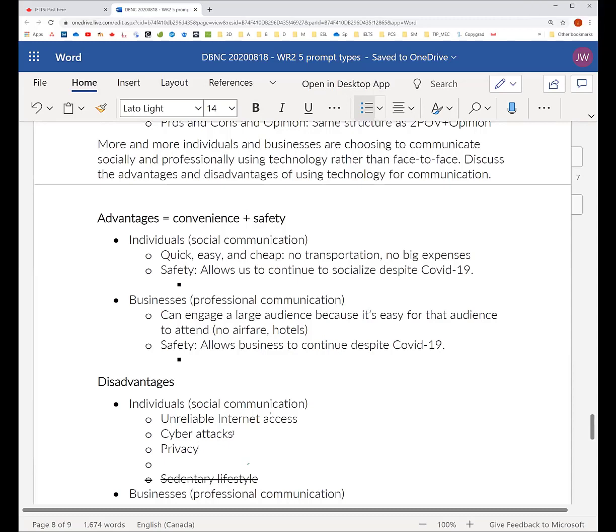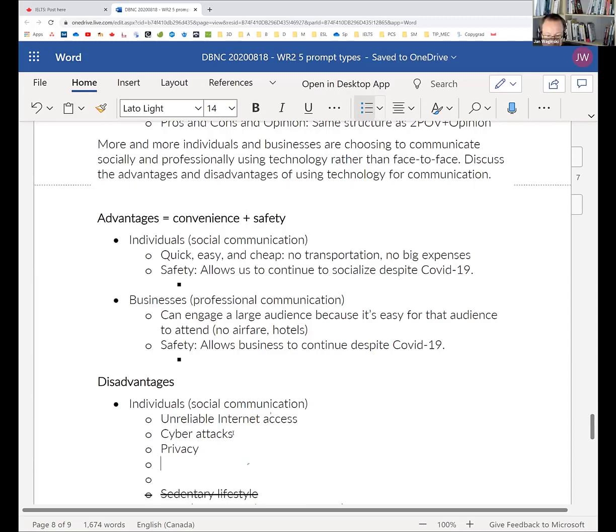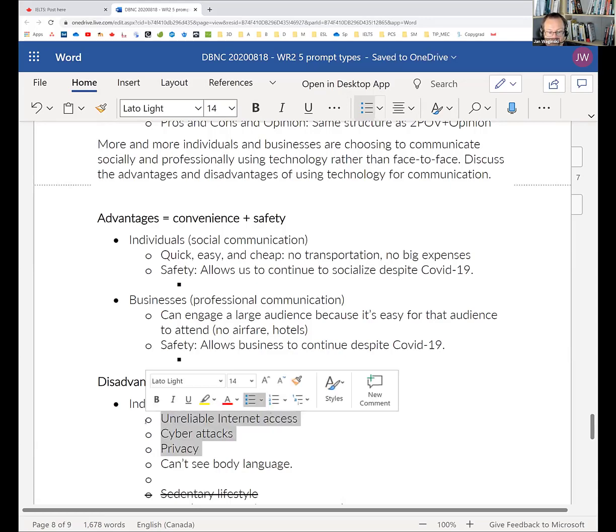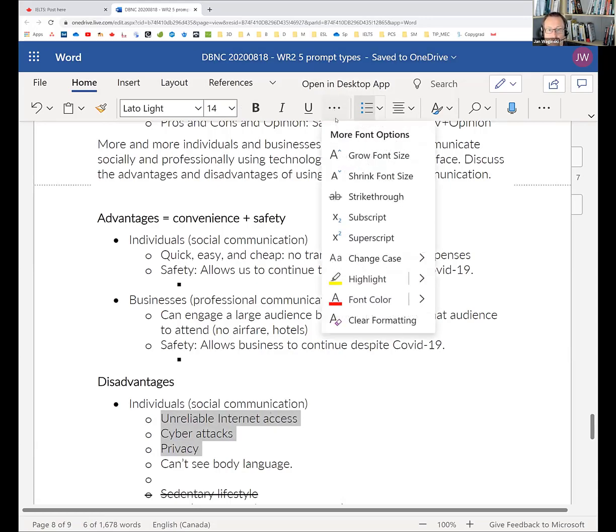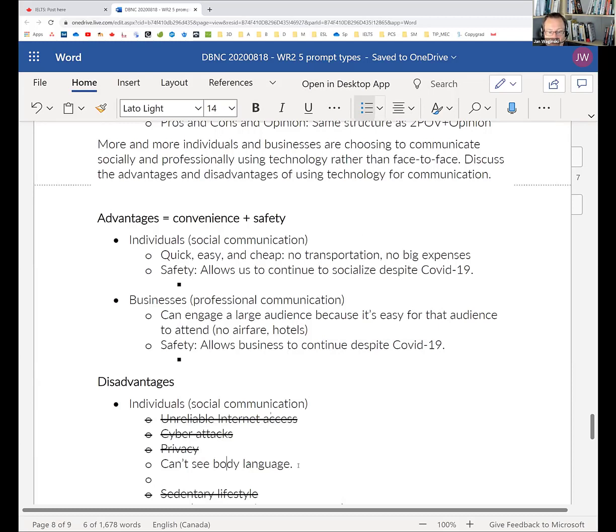No, you cannot see the body language. There you go. Okay, so you can't see body language. So my follow-up question is, so what? I'm not being rude when I say so what. It's called the so what test.